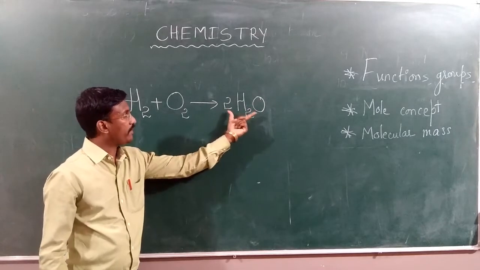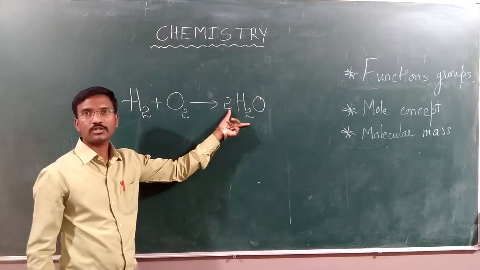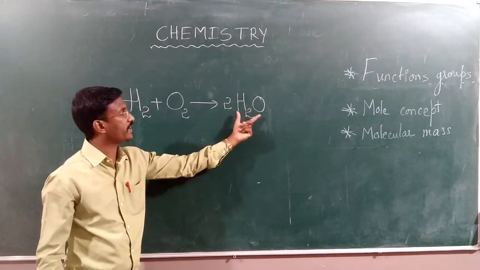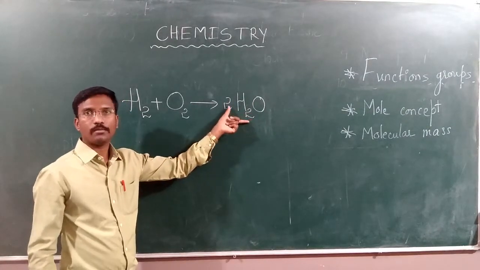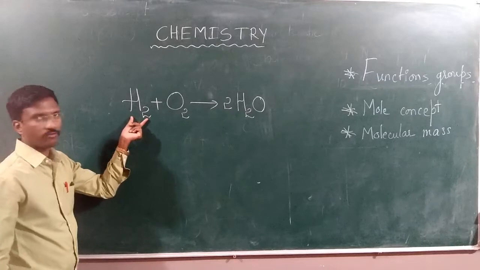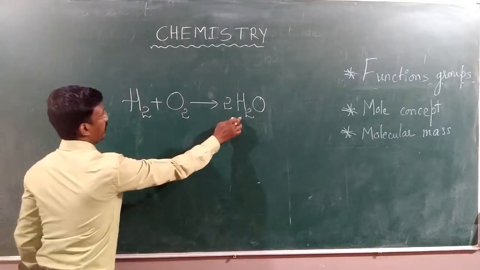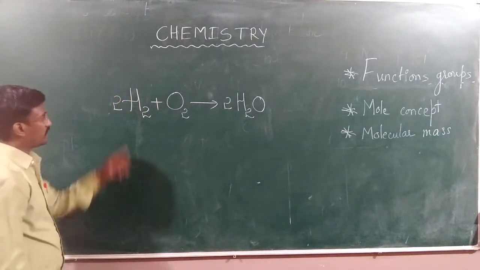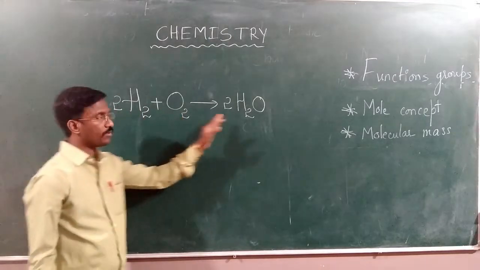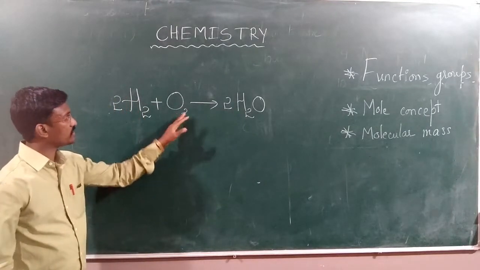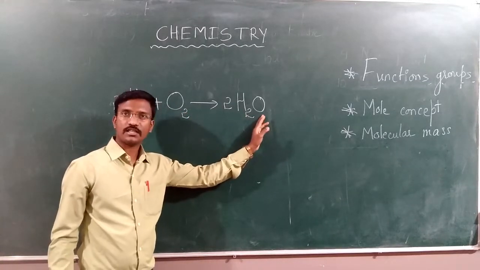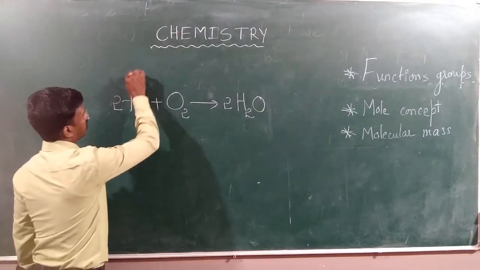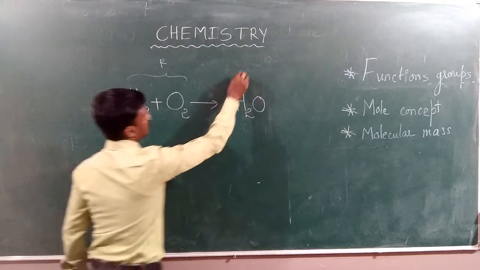While making the oxygen 2, the hydrogen is also doubled, because initially it was 2. When we write the coefficient 2 for H2O, 2 twos are 4, so the total number of hydrogen becomes 4. Here the total number of hydrogen is 2. To make the reactant hydrogen 4, we write the coefficient 2 for H2. Therefore, total hydrogens are 4 in the reactant and 4 in the product. The total number of oxygen in the reactant is 2, and in the product it is also 2. These two are the reactants, and this is the product.